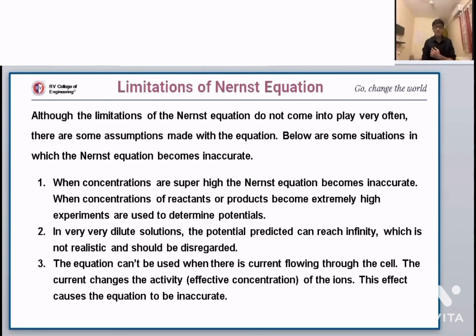But there are some limitations of the Nernst equation. Although they do not come into play very often, there are some assumptions made with this equation. First, when the concentrations are super high, the Nernst equation becomes inaccurate. Second, in very dilute solutions, the potential predicted can reach infinity, which is not realistic and should be disregarded. Third, the equation can't be used when there is a current flowing through the cell. The current changes the activity of the ions, and this effect causes the equation to be inaccurate.